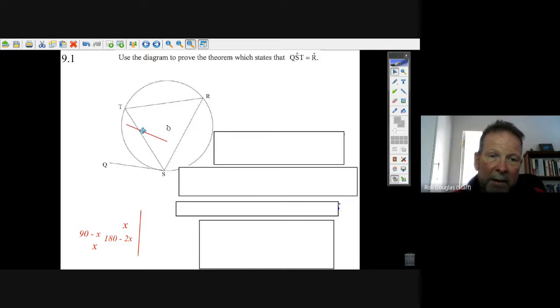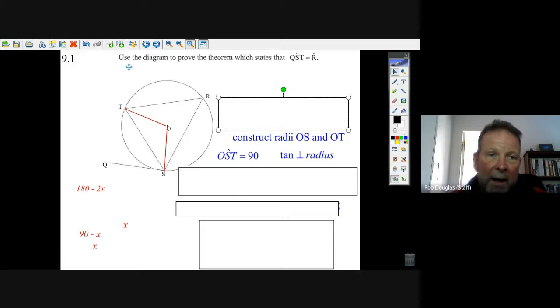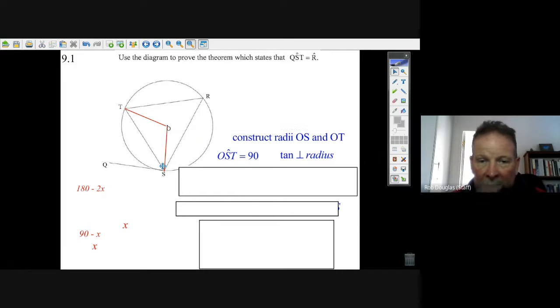You can make this construction. Connect O to T and connect O to S, just like that. So you can do that connection right there. So that's a construction. You construct the radii, OS and OT. That's your first thing.